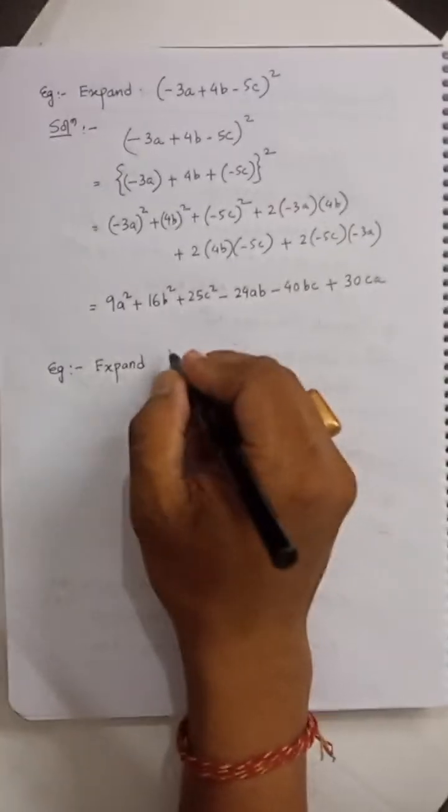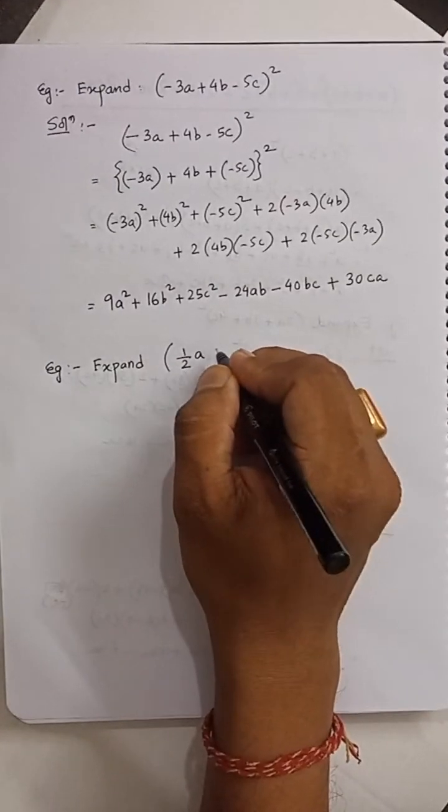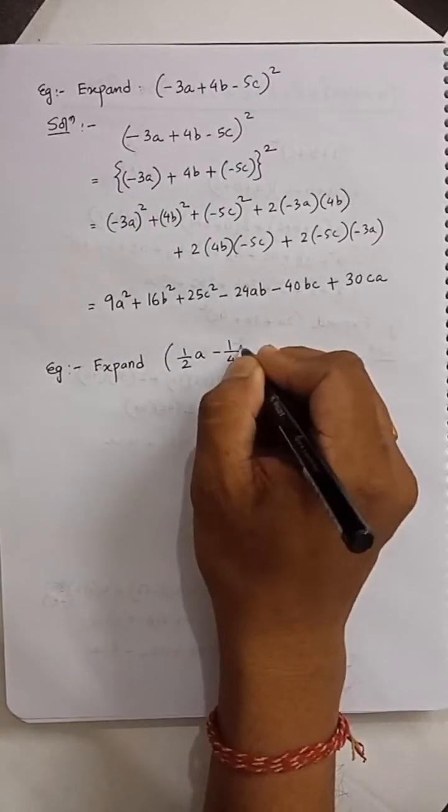So expand. Okay, let's do this one. 1 by 2a minus 1 by 4b.